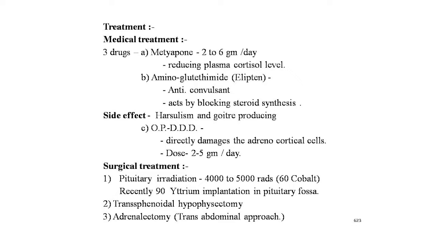Now the surgical treatment is pituitary irradiation, that is 4000 to 5000 rad, with cobalt 60. Recently yttrium 90 implantation in the pituitary fossa. Transsphenoidal hypophysectomy is to be done. Adrenalectomy should be performed by the transabdominal approach.